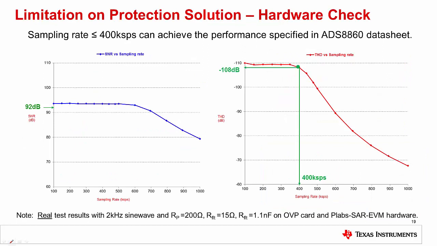Here we show the performance of the circuit from the previous slide at different sampling rates. Looking at these graphs, you can see that the THD is more affected by the settling error than the SNR. In order to get full performance for this example, the sampling rate needs to be reduced to 400,000 samples per second. In the next video, we'll look at an innovative solution that minimizes the performance limitations and power dissipation issues that we've been discussing.